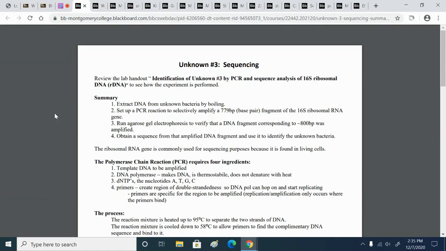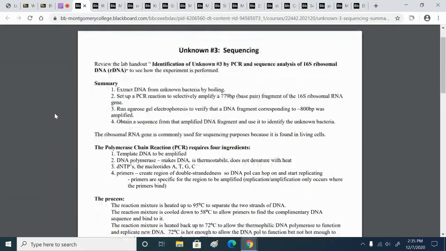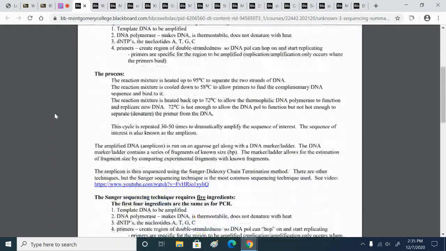So technically 779, but you would have used the DNA ladder, and hopefully you would have seen that you had a band of DNA corresponding to approximately 800 base pairs, and that meant that you did amplify the correct piece. So if you did that, let's go through the PCR process again, just for review.